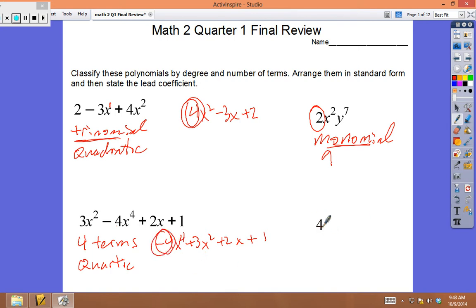This one is also a monomial, and its exponent is actually 0, because anything to the 0 is 1, and 4 times 1 is just 4, so we call it a constant. A number all by itself is just a constant. It is in order, and the lead coefficient would be 4.